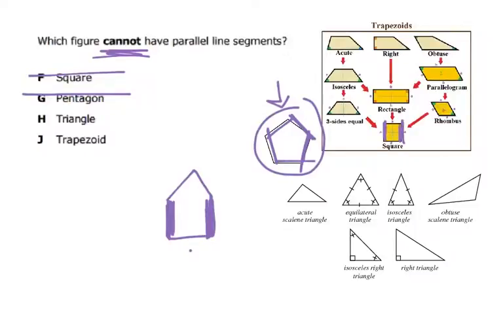Then I'm going to skip H and go to trapezoid. I wanted to go to trapezoid because look right here, I have a trapezoid. My top and bottom line segments are parallel, okay? And that's the definition of a trapezoid. It has 1 set of parallel line segments. So that can't be it. Now it looks like our answer has to be a triangle.